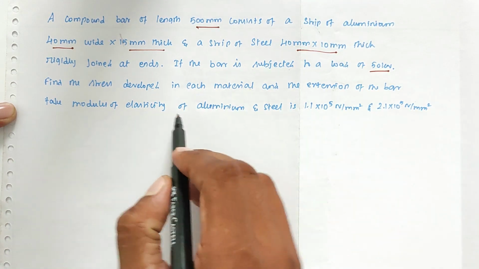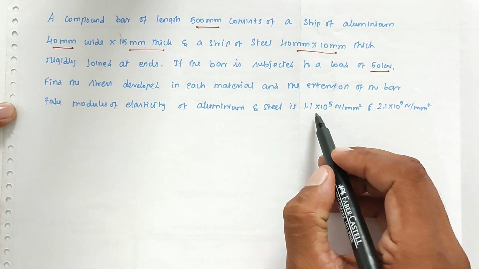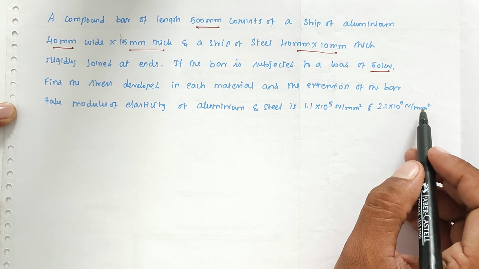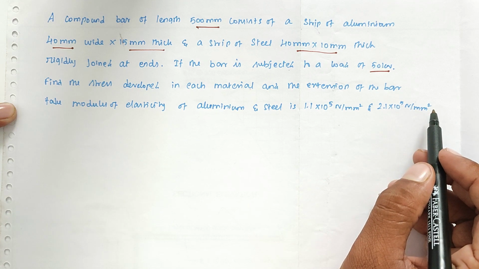Take the modulus of elasticity of aluminium and steel as 1.1 × 10⁵ newton per mm square and 2.1 × 10⁵ newton per mm square. So these are all the given values.